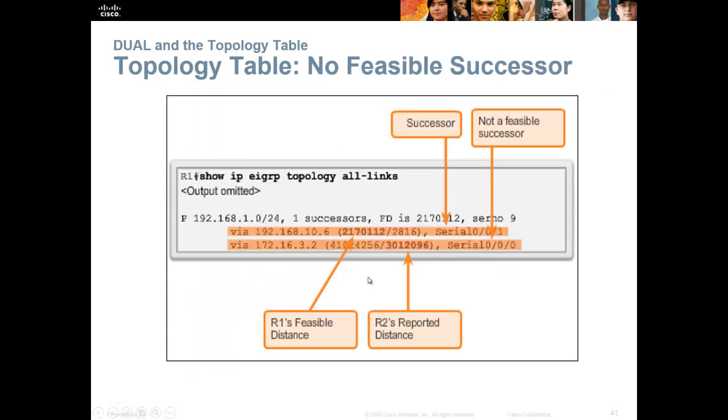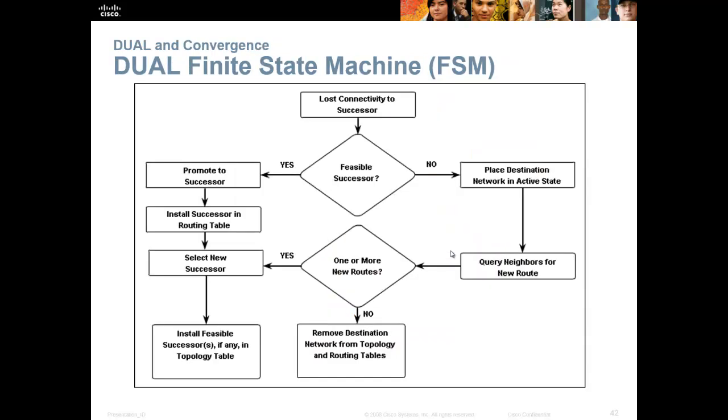Now, in this case, it's 301.2069. That's actually bigger than this, so this route would not be a feasible successor. This would not be a backup route because his reported distance is too big. Again, if any of that gets confusing, just skip over this part and watch the other video.